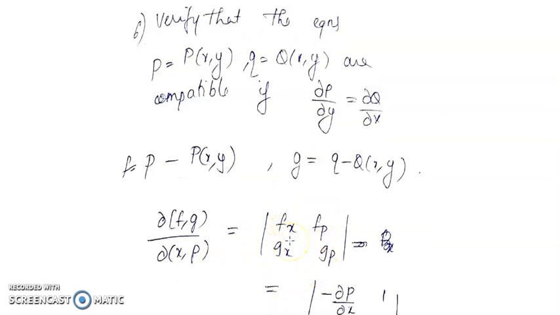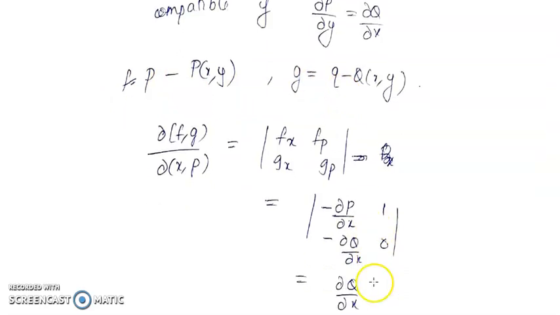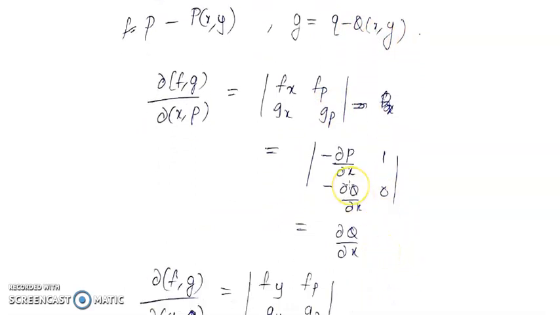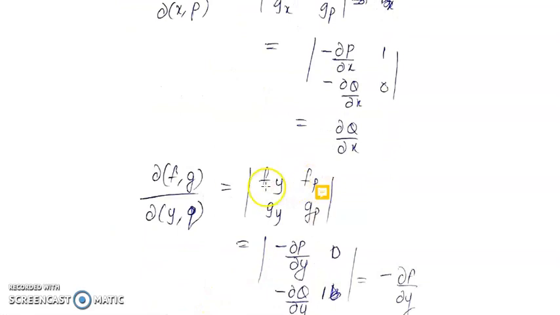Fx is written as, ഇപ്പോൾ ഇവിടുന്ന് fx എന്ന് പറയുന്നത് minus dou p by dou x വരും. fp എന്ന് പറയുന്നത് 1 ആവും. Then gx is minus qx and gp is going to be equal to 0. So ഇപ്പോൾ first determinant എന്ന് പറയുന്നത് dou q by dou x കിട്ടും. ഇനി അതുപോലെ dou of fg by dou of y equal to determinant fy, this is fq. There is a correction, this is fq not fp, and here you have gy and gq will come.